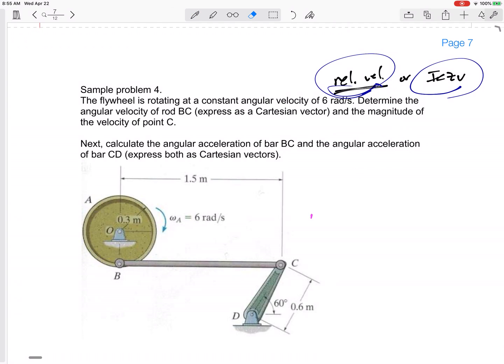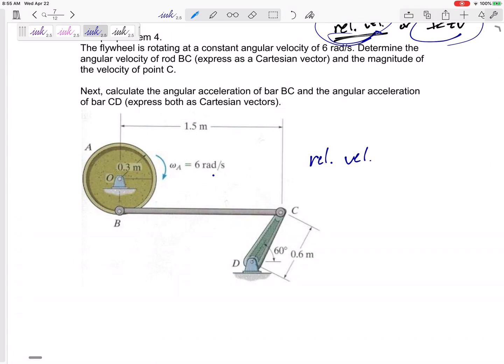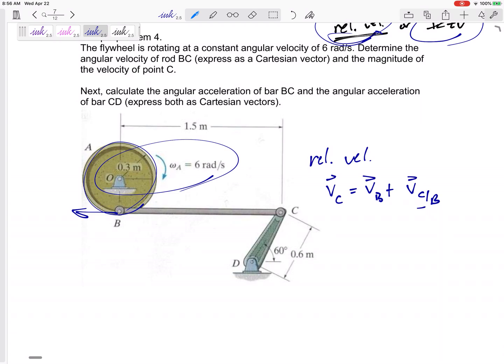For the velocity method, you have two options: relative velocity or instantaneous center. All right, I'm going to use relative velocity. I think I know the most about what B is doing, so I'm going to put C over here. VC equals VB plus VC/B, and this is a relative term. This is the velocity of C with respect to B. That's the velocity of C if B was your reference point. This is omega cross R C/B, and that's the R from B to C.